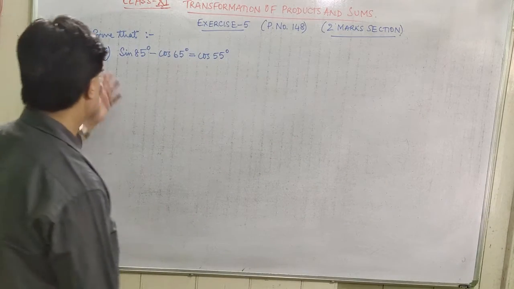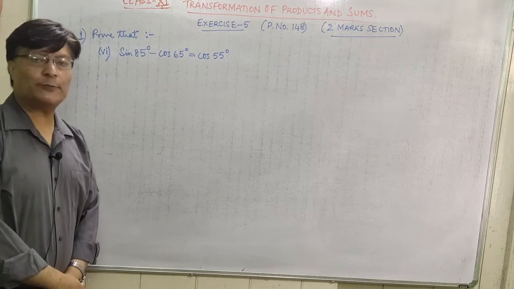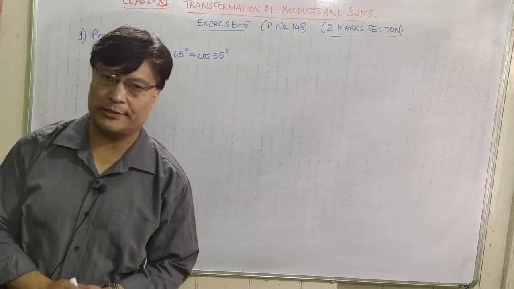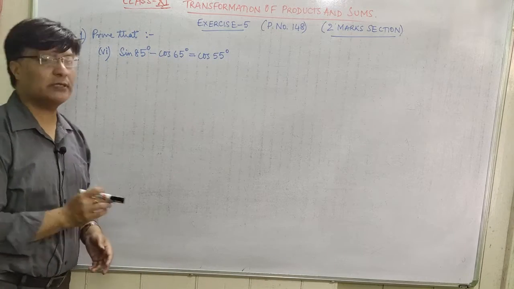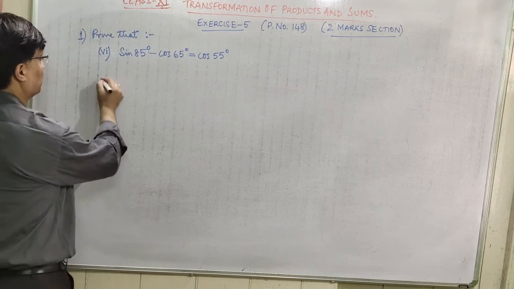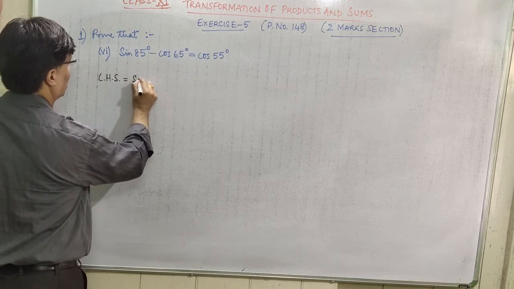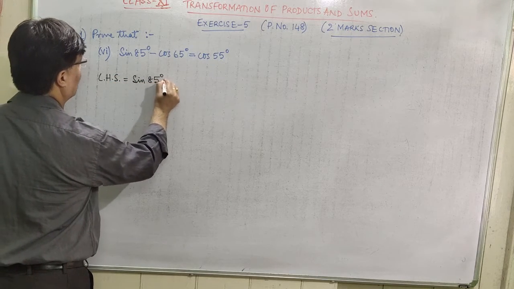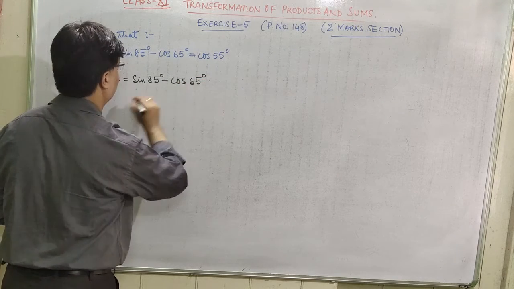So now we'll do this proof, that is question number 6 of number 1. Let us prove LHS is equal to RHS. The question is sin 85 degree minus cos 65 degree is equal to cos 55 degree. So let us prove it from the left hand side. Here LHS is equal to sin 85 degree minus cos 65 degree.